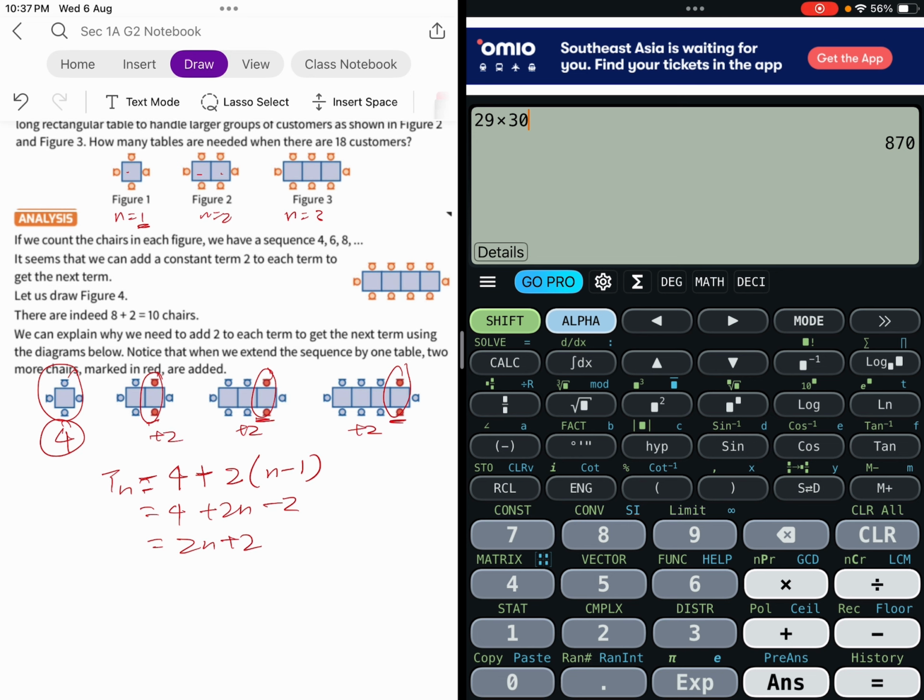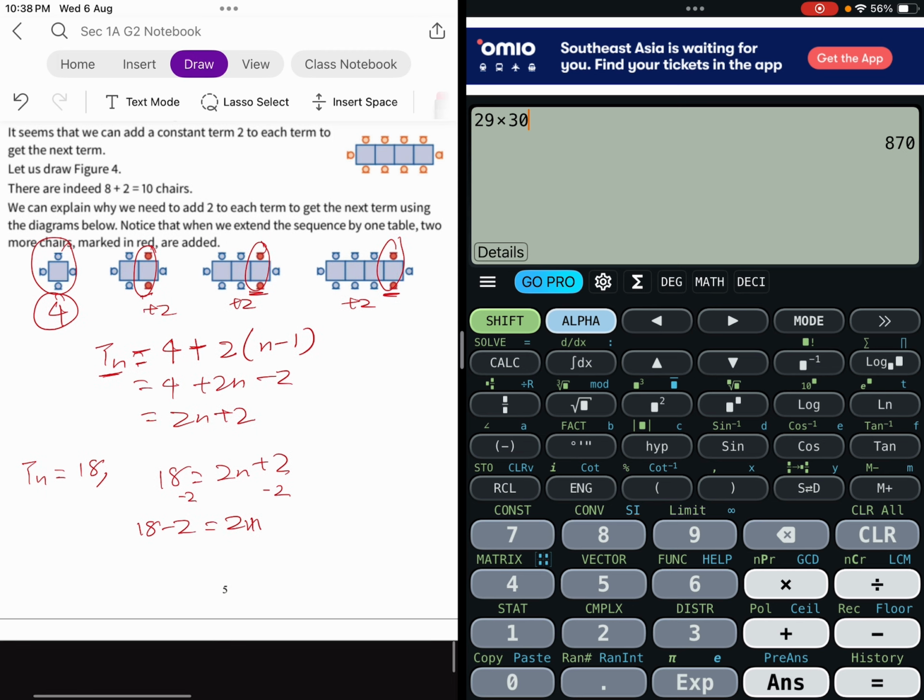They're asking you how many tables are needed to seat 18 customers. So this means Tn equals 18, because 18 is the number of customers, and Tn is your number of customers. So 18 equals 2n plus 2. So you minus 2, minus 2. 18 minus 2 equals 2n. You get 16 equals 2n. So I get n equals 16 divided by 2, which is 8.